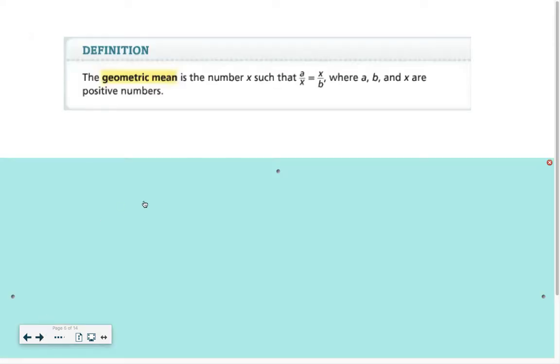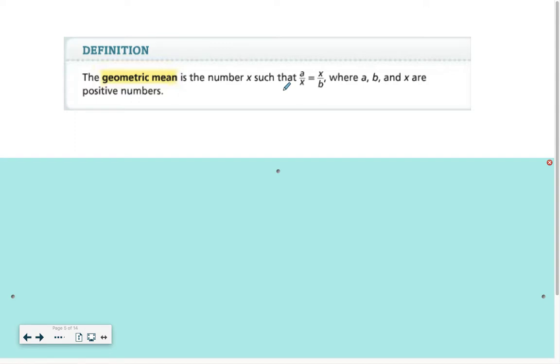Now, the geometric mean is something that you're going to practice finding. It sounds a lot scarier than it is. This definition is the way the book is going to describe it to you. I actually like the way that the previous book that we used described it better. So I'm going to give you both, okay?